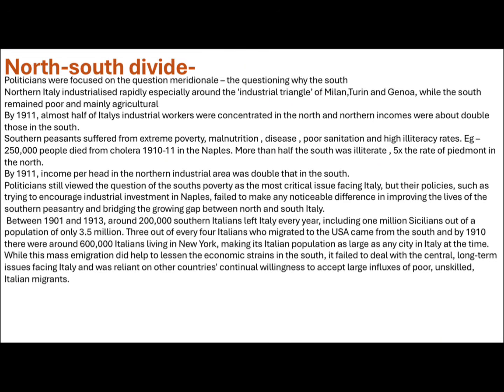Between 1903 and 1913, around 200,000 southern Italians left Italy each year, including 1 million Sicilians out of a population of only 3.5 million. Three out of every four Italians who migrated to the USA came from the South, and by 1910 there were around 600,000 Italians living in New York, making its Italian population as large as any city in Italy at the time. While mass emigration did help to lessen the economic strain in the South, it failed to deal with central long-term issues facing Italy and was reliant on other countries' continual willingness to accept large influxes of poor, unskilled Italian migrants.